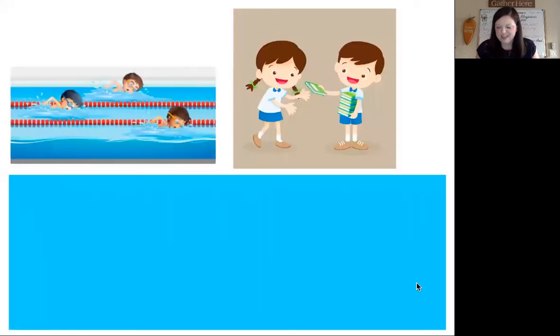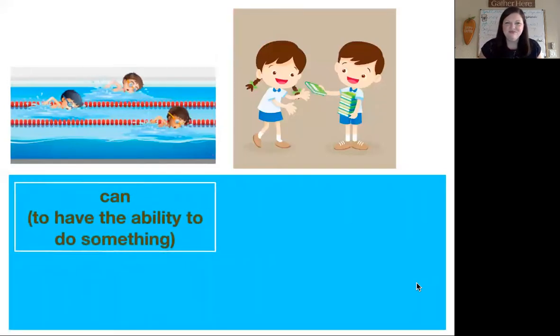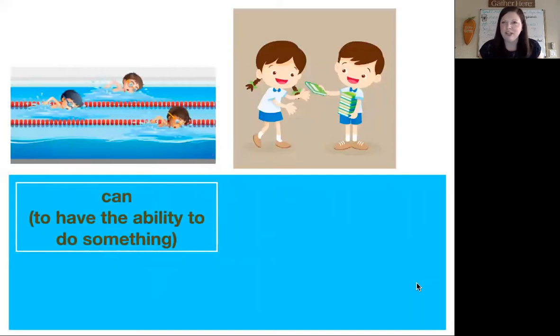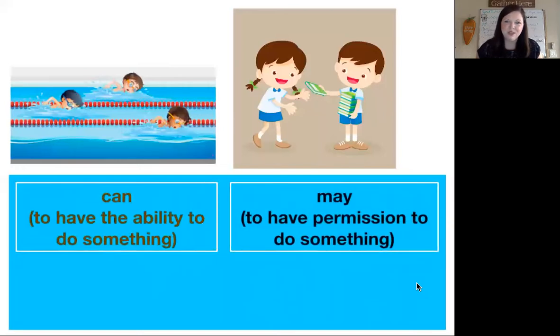Just a few more. This is actually going to be the last one. Can. Now, I know that I have probably corrected many of you on this one because can is having the ability to do something. The most common thing that I hear from fourth graders is, Mrs. Evans, can I go to the bathroom? And I think, oh dear, I hope you can. I hope you have the ability to do that. Can means you are able to do something.